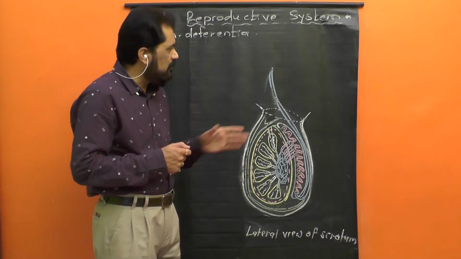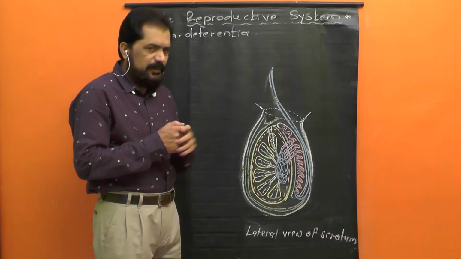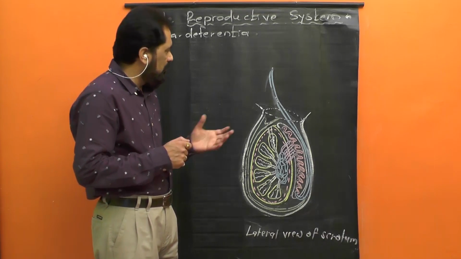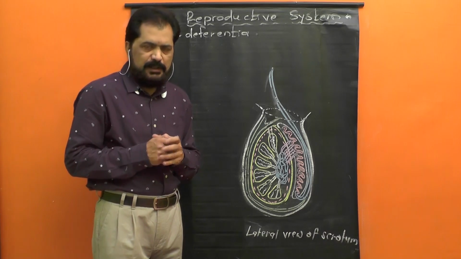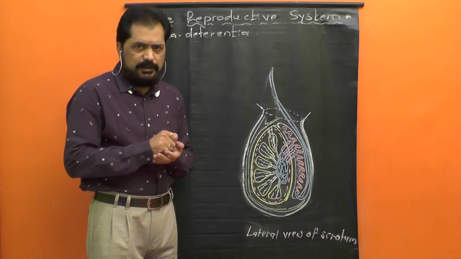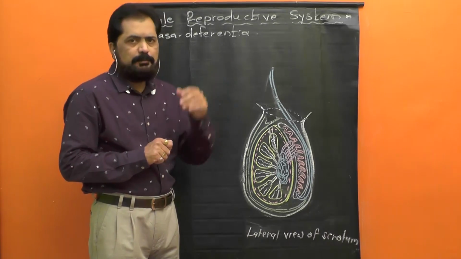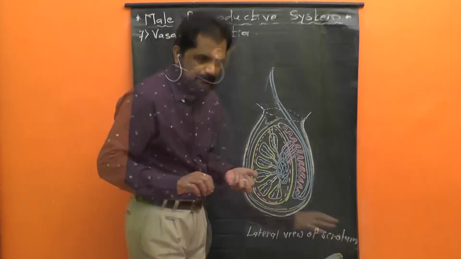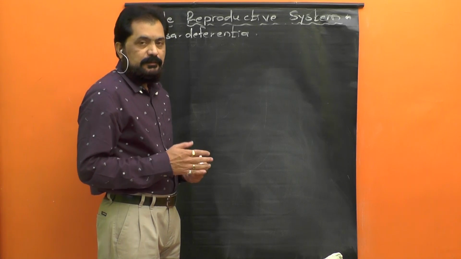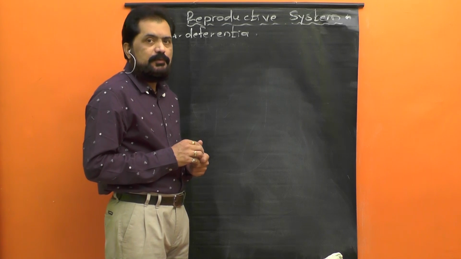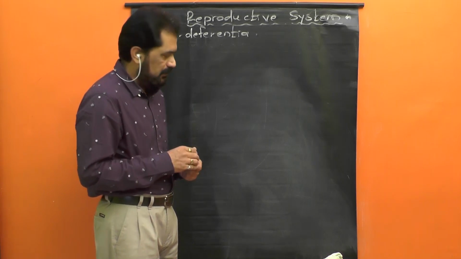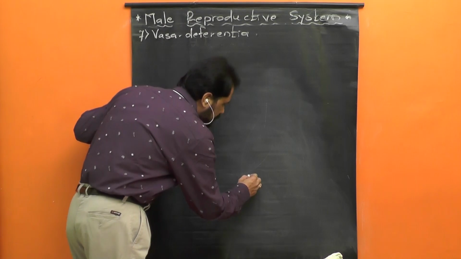Now what happens with this Vasa Deferentia? That we have to study, and for that purpose we have to draw here another diagram. So let me rub this diagram now, and I will draw another diagram showing all the parts of male reproductive system. Now look, here once again I am going to draw the lateral view or side view of entire male reproductive system. Okay, please look.